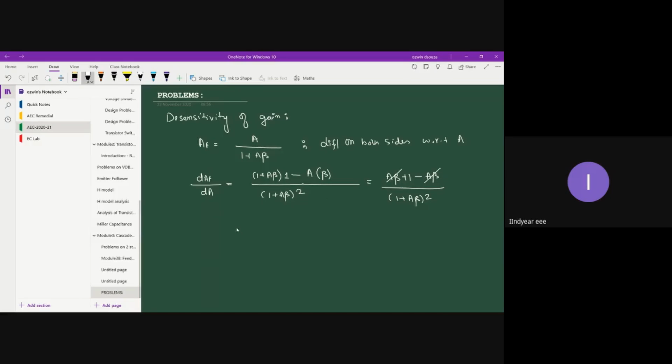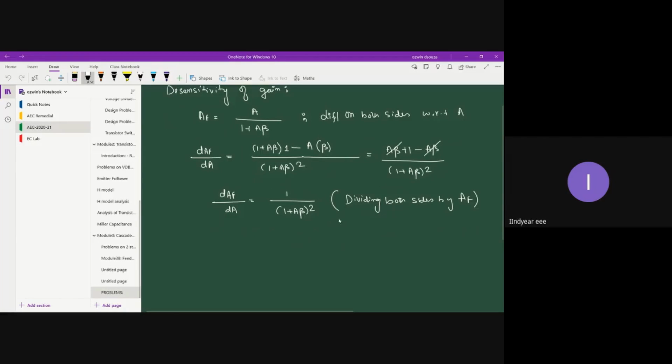So A beta gets cancelled, hence you will get change in AF with respect to change in A, that is dAF divided by dA is equal to 1 divided by 1 plus A beta the whole square. All right. Now what we will do, we will divide both sides by AF.